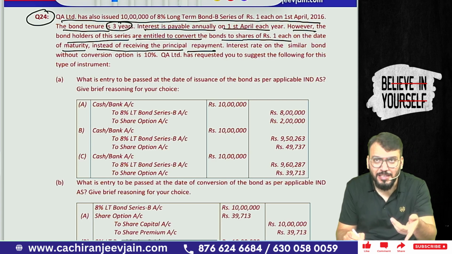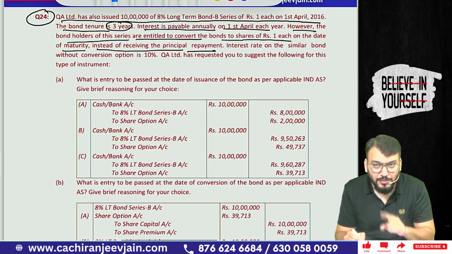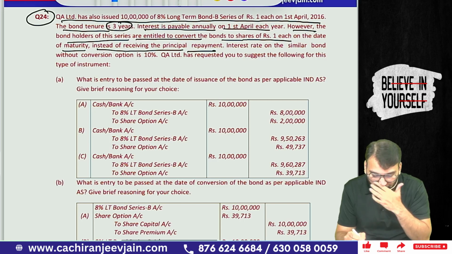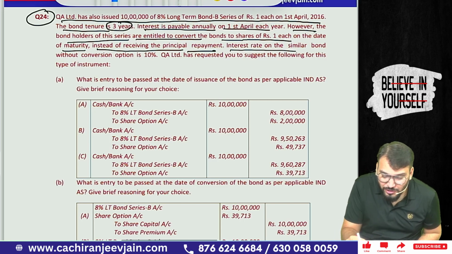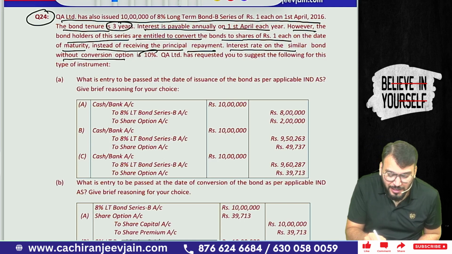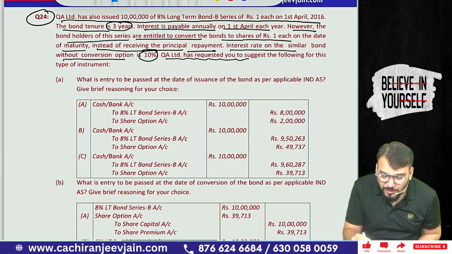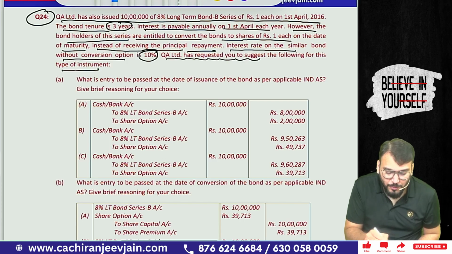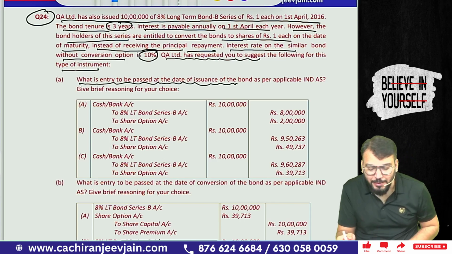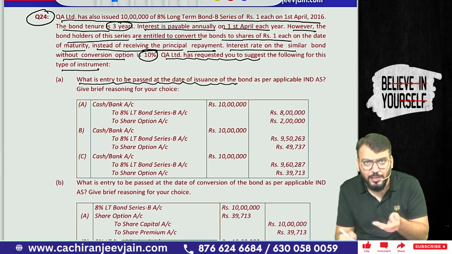Correct now. Similar question we have done, but that question was not optionally convertible. Got this point? Interest rate on similar bond without conversion option is 10%. This becomes the market rate of interest. QA Limited has requested to suggest the following for this type of instrument. What is the entry to be passed at the time of issue of the bond as per applicable Ind AS? So we need to find out the liability component and equity component.